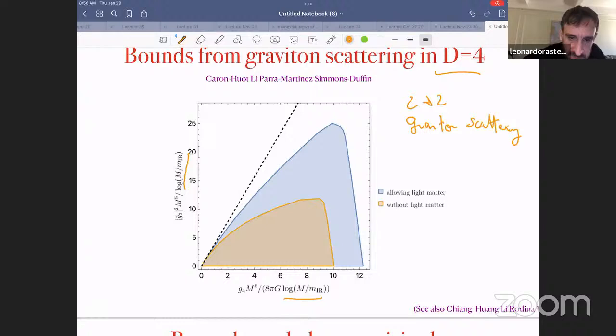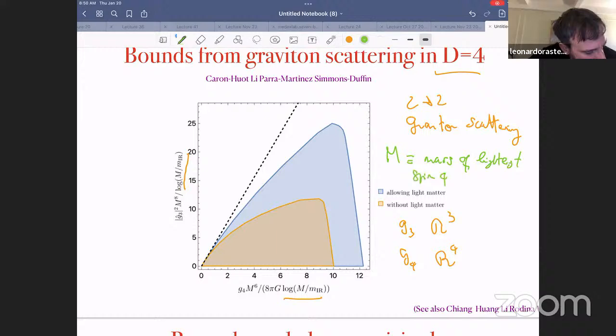And the kind of bounds that you find are, again, compact islands for this dimensionless combination, where in this case, G3 and G4 are specific combinations of Riemann cube and Riemann to the fourth. In four dimensions, the Riemann squared term is topological, so you don't care. What's extremely interesting about this paper, and if I have time I will come back to it at the end, is that in this particular case, little m, big M, is defined to be the mass of the lightest spin 4 particle. In the previous discussion I had, I was completely agnostic about what big M was. It was just a cutoff of the effective field theory, but here there's a more precise definition.